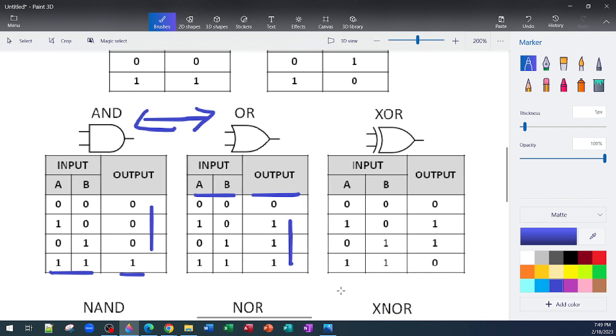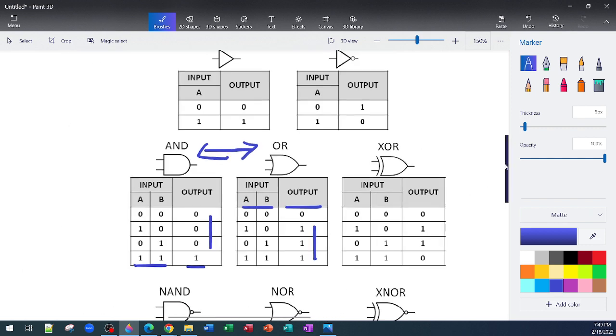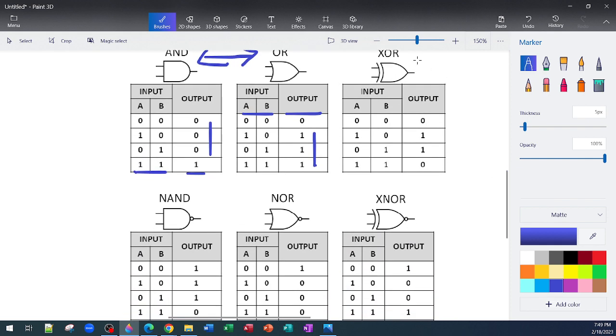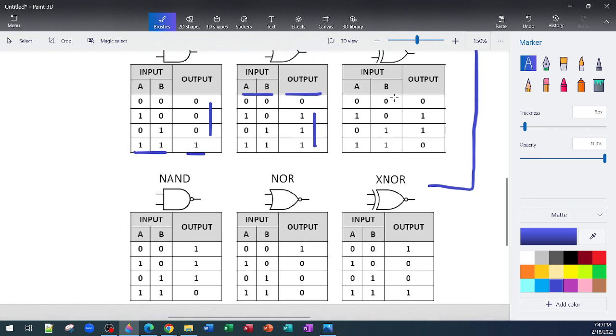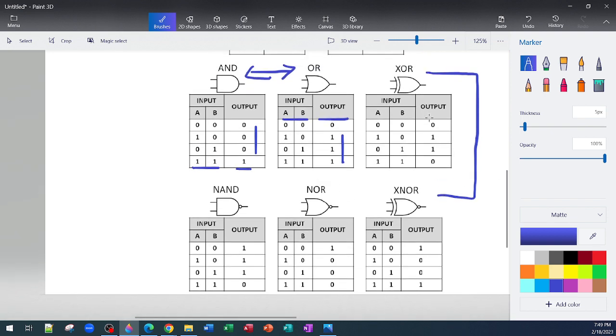Now the XOR and the XNOR, these two are related to each other. These two are the opposite of each other. So notice for the XOR, let me zoom out so you can see the name. Notice for the XOR, 0 and 0 gives you a 0, 1 and 1 gives you a 0. And then the XNOR is the opposite. 0 and 0 gives you a 1, 1 and 1 gives you a 1, and the rest are going to be the opposite value.